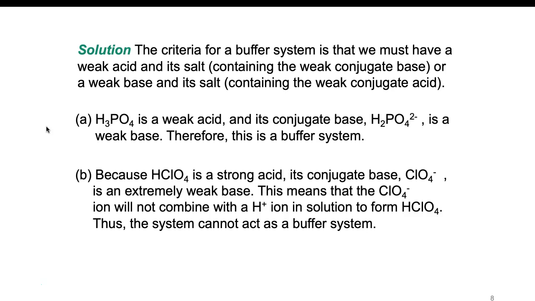The criteria for a buffer system is that we must have a weak acid and its salt, or a weak base and its salt. The H3PO4, phosphoric acid, is a weak acid, and its conjugate base, dihydrogen phosphate, is a weak base. Therefore, this would be a good buffer system. But for B, because HClO4 is a strong acid, and its conjugate base is an extremely weak base, the perchlorate ion will not be able to combine with a hydrogen ion in solution to form perchloric acid. So this system cannot act as a buffer system.